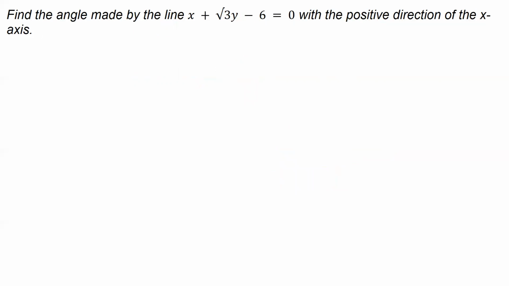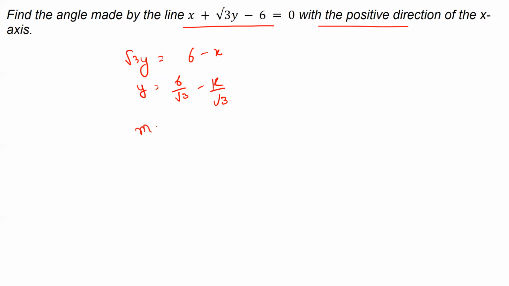Okay, let's take up a question. Find the angle made by this line with the positive direction of the x-axis. So first of all, what do we need to do? Just find out its slope and then I'll tell you what to do. So the slope can be found out by making y the subject. So root 3 y is equal to 6 minus x. So y is equal to 6 by root 3 minus x by root 3. So we can think of this as minus 1 by root 3. So the slope is actually minus 1 by root 3.